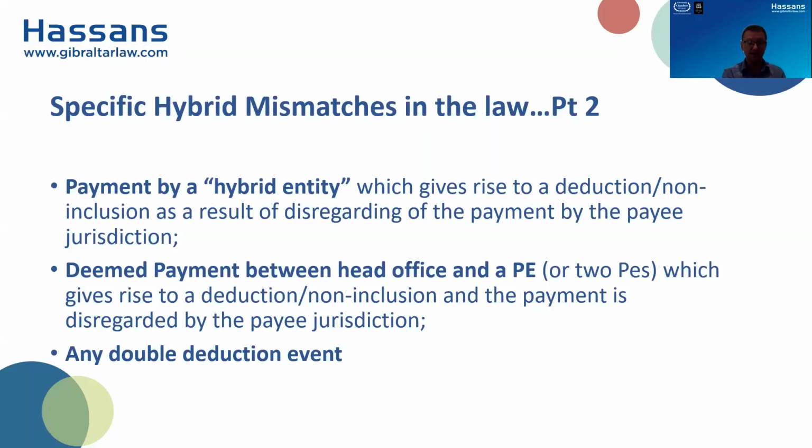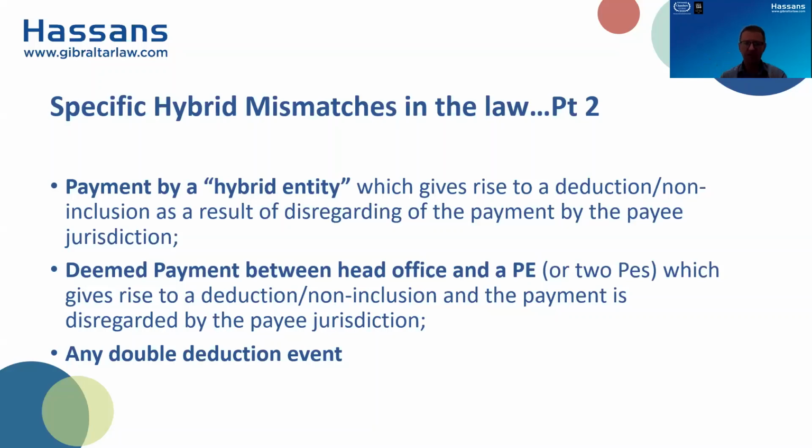So that is a parent and a permanent establishment, a headquarters and a permanent establishment, which is very similar to the deemed payment between head office and permanent establishment. Sorry, no, the payment by a hybrid entity would be a partnership payment, paying to its partners. Deemed payment by a head office to a PE, which gives rise to a deduction and a non-inclusion, and the payment is disregarded by the payee jurisdiction. And finally, any event which gives rise to a double deduction.